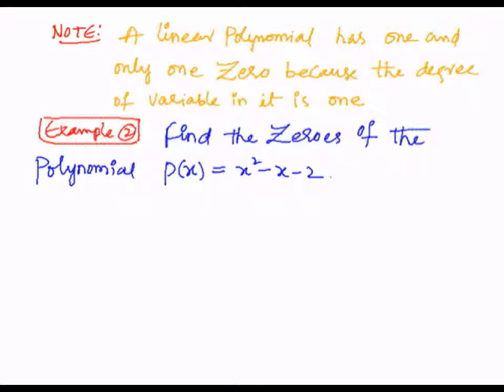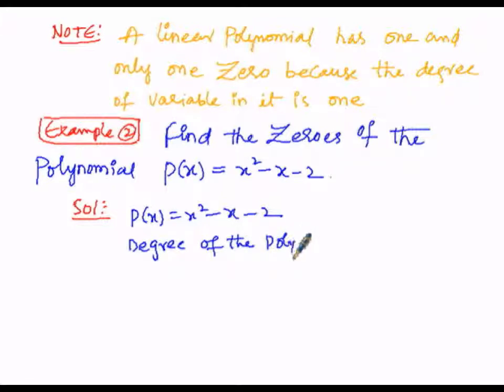So here the solution starts now. In order to find the zeros, the polynomial given is p of x equal to x square minus x minus 2. The degree of the polynomial is the highest degree of the variable. The highest degree variable is x, and its highest degree is 2, therefore the degree of the polynomial is also 2. Hence this polynomial has two zeros.